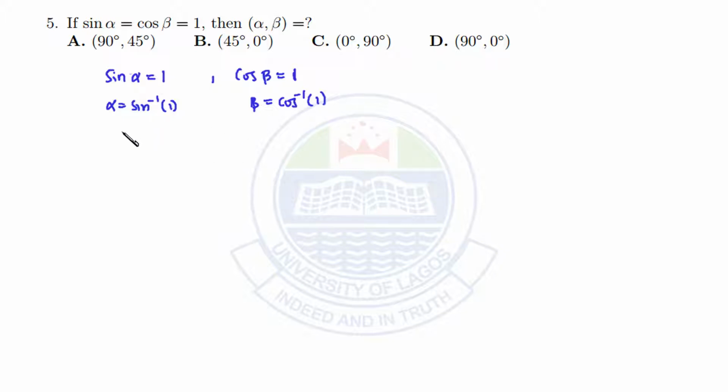Arc sine of 1 is 90 degrees, because sine 90 will give you 1. And arc cos of 1 is 0, because cos 0 will give you 1. So that means we have alpha to be 90 and we have beta to be 0. So the correct option here is D.